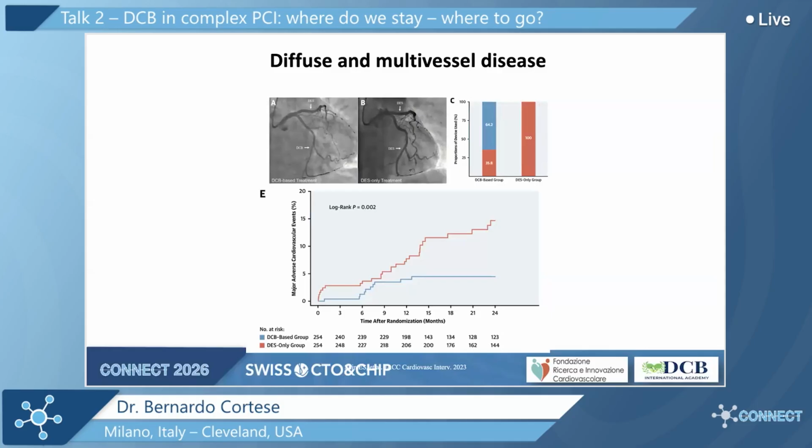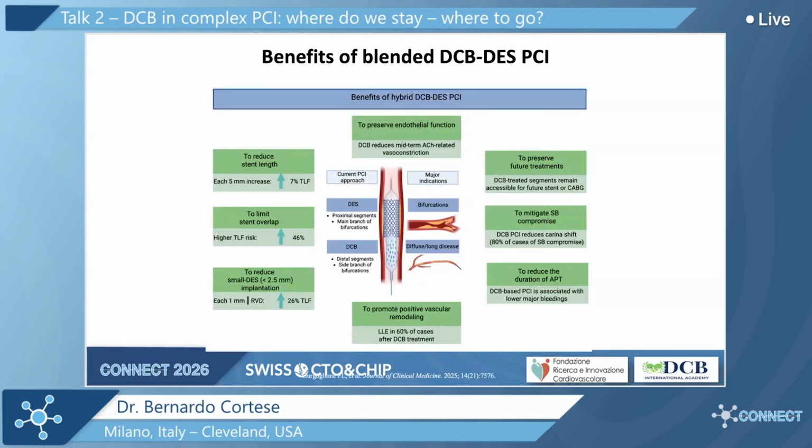So let's try to see how DCB are performing in the complex lesion setting. The first one is the diffuse disease, long lesions. So in this study, which was performed in Korea, and it's one of the pivotal studies of the last few years, a blended strategy of drug-eluting stents for one third of the lesion and DCB for the rest was shown to be superior in terms of MACE at 2 years as compared to a full metal jacket in the diffuse disease. This is not a CTO study. This is not a severely calcified lesion study, but it's a diffuse disease. And it works.